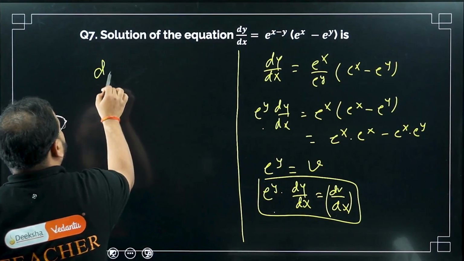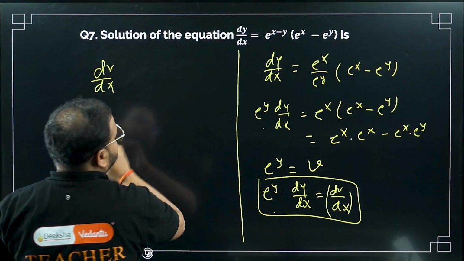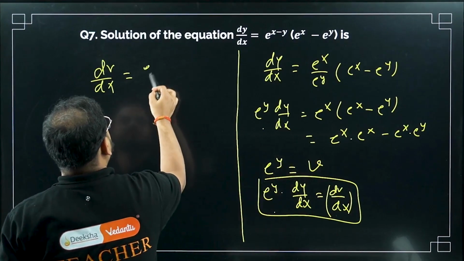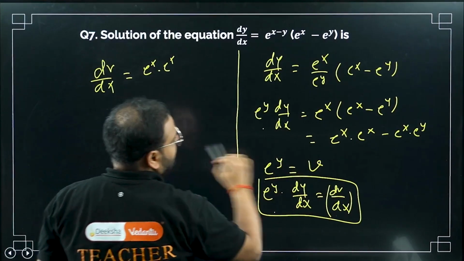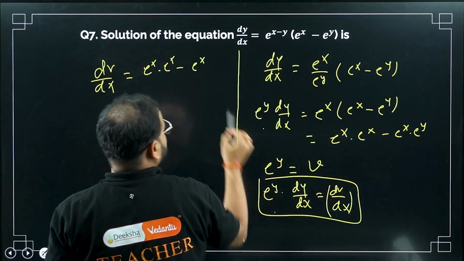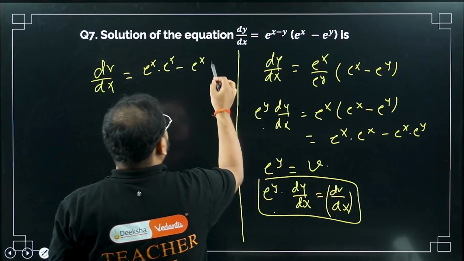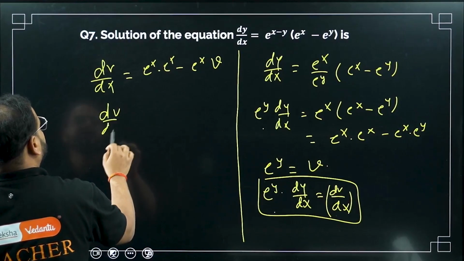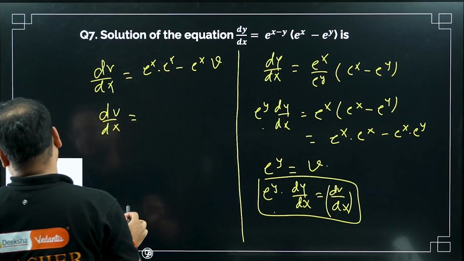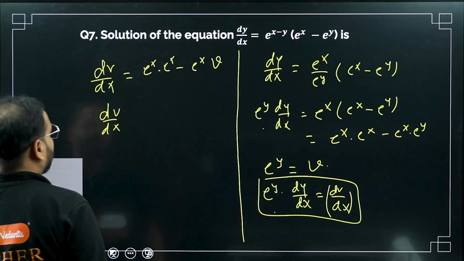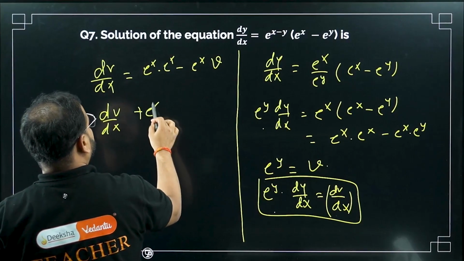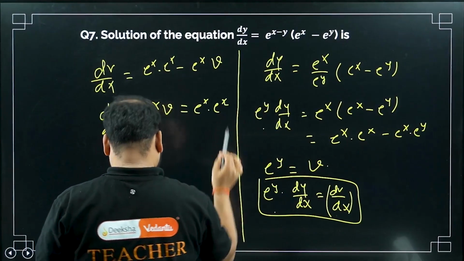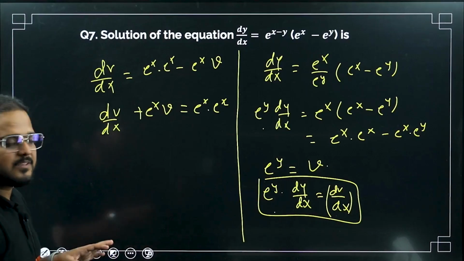Please do that. dv/dx equals what? Please check here. e^x times e^x, no substitution. There is a minus sign, e^x, and what is e^y? v. Yes, sir, the variable is coming like that. Bring it over here. dv/dx, I'll have a plus sign, sir. I'm bringing it over here: plus e^x v equals e^x times e^x. Okay, this is all right.